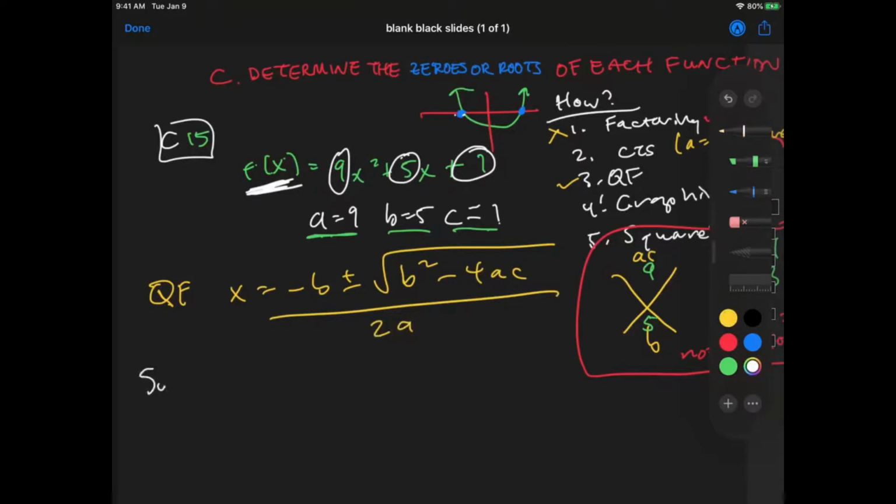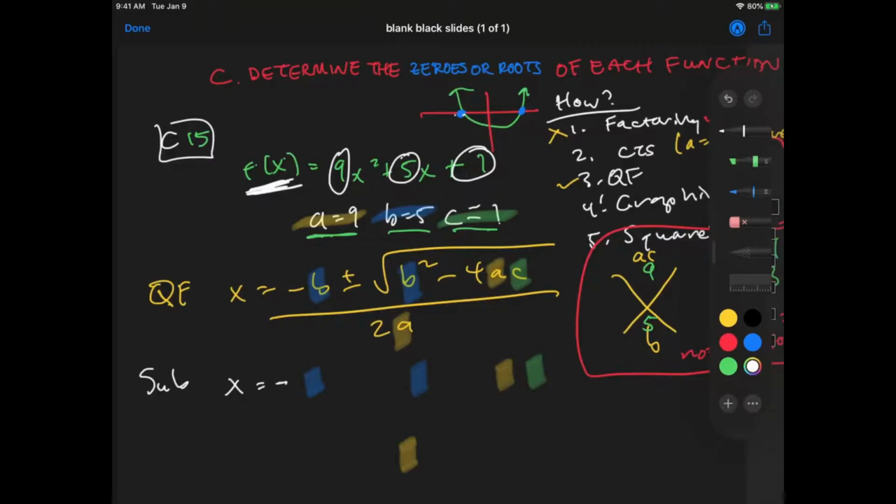Alright, we're going to do a substitution. I'm going to use my highlighter here. So every a value here and here we're going to put in 9. Every b value we're going to be putting in 5. And every c value we're going to be putting in 1. Let's go ahead and put those in.